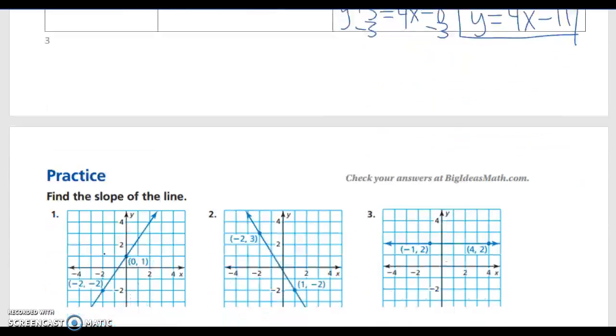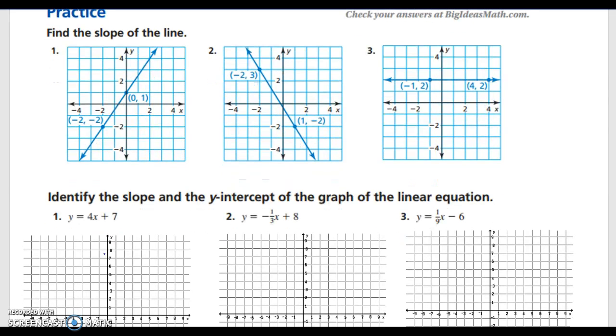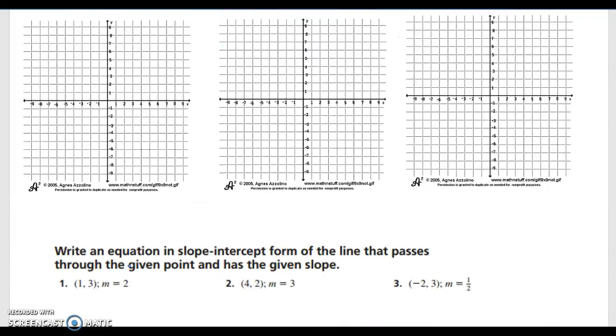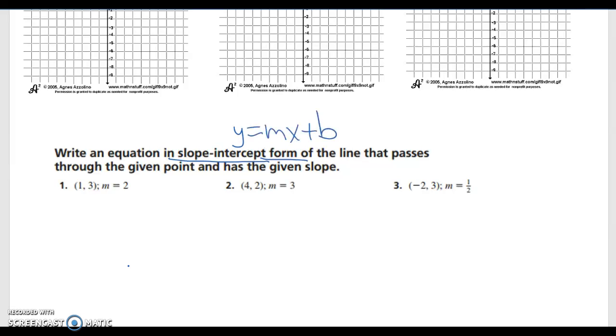Now go on to the next page and try the practice problems. You want to find the slope of the line for the given graphs. Then you want to identify slope and y-intercept and graph the equation. And the last part, you want to write an equation in slope-intercept form, remember that's y equals mx plus b, that passes through the given point and has the given slope. Make sure you use your notes to help you and get these problems done.